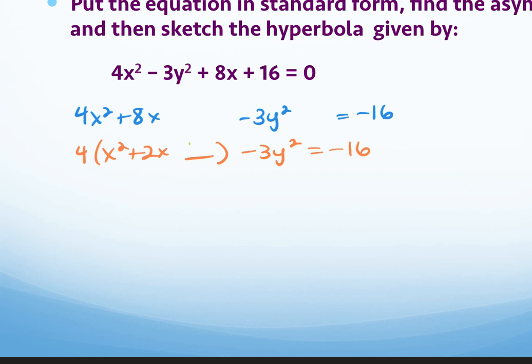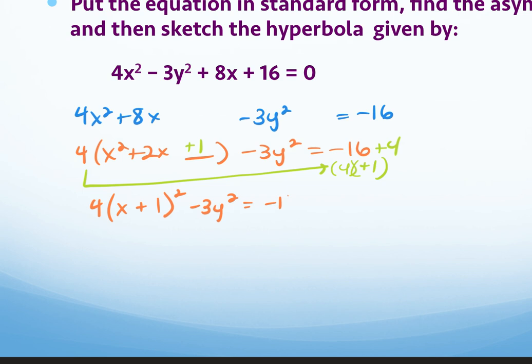1 squared is 1. I'm going to add the 1 inside, and then add it to the other side, but not forget to multiply by the 4 that's in front, which means I'm actually adding 4. Now I've got 4. Square root the first term, square root the last term. Take the sign from the middle, put it in parentheses, and square it. Minus 3y squared equals negative 12.